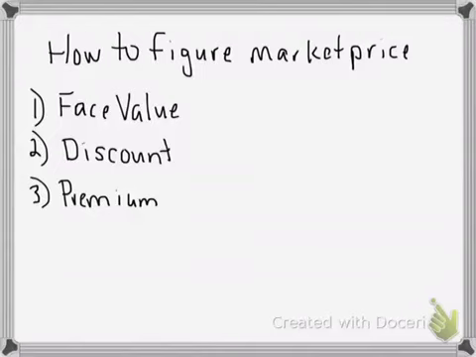Now, when they're issued at face value, what this is saying is that the interest rate that is on my bond is pretty much equal to the interest rate that is out there in the market currently. And so those are equal, and we have everything set up the way we need it to be, and so it's going to be sold at its face value.